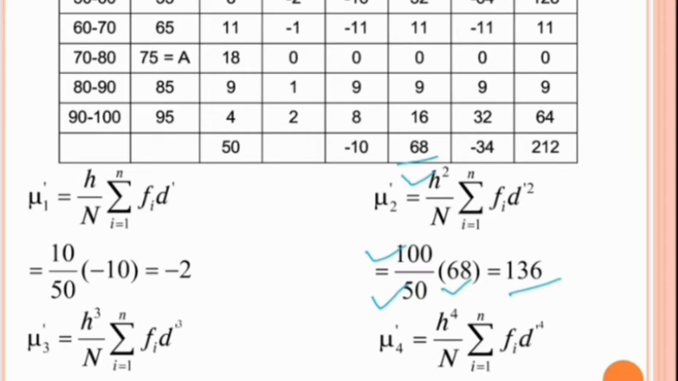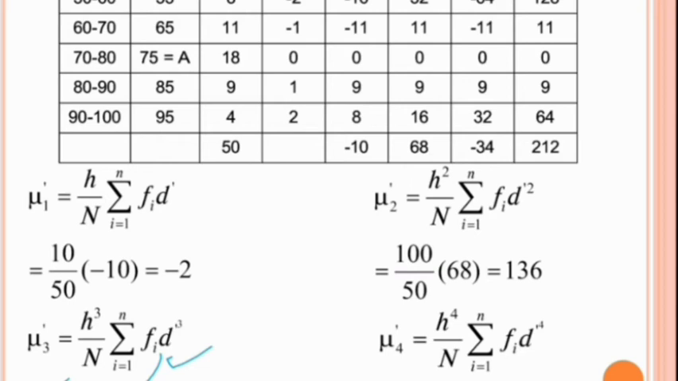Now next, you are taking r equal to 3. So for r equal to 3, you need fi d cube. So first find the cube of d. The cube of d will be 2 to the power 4 to the 8, 64. 8 into fi, that is minus 64. Do this for all the terms. Add this, you get minus 34 and simply substitute in this formula. So h is 10, 10 cube is 1000, capital N is 50 and this will be minus 34. So you get your third moment as minus 680.